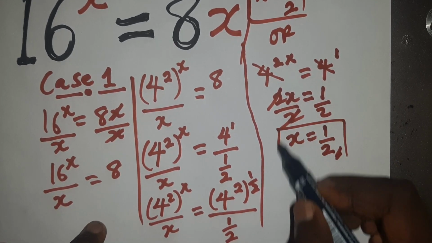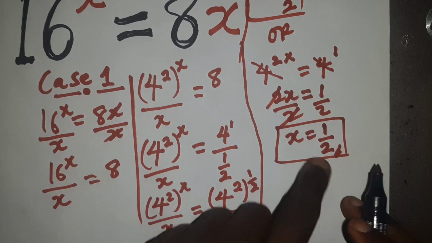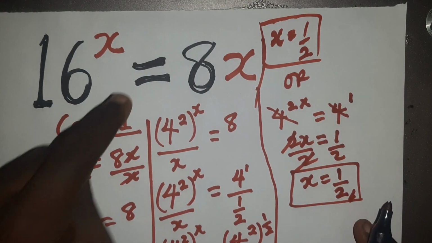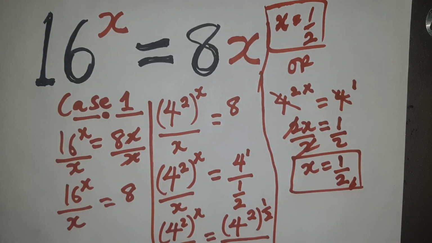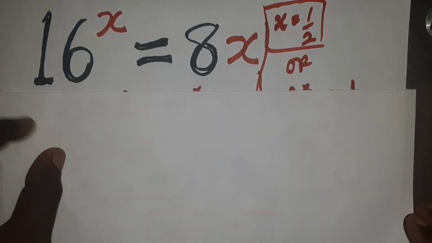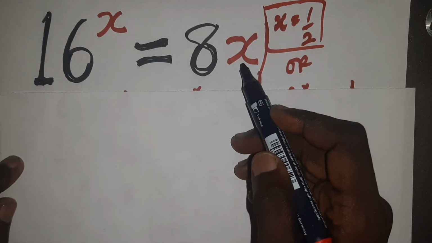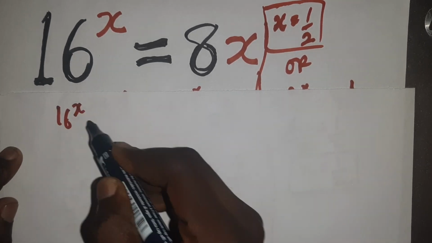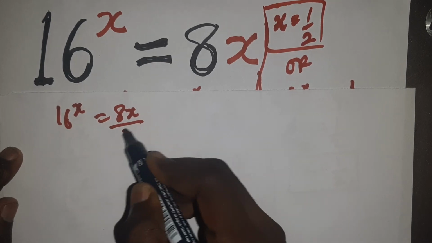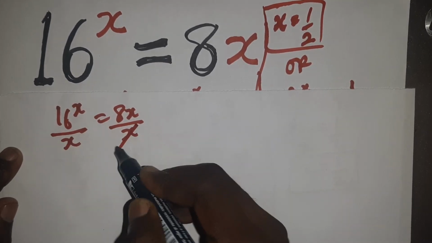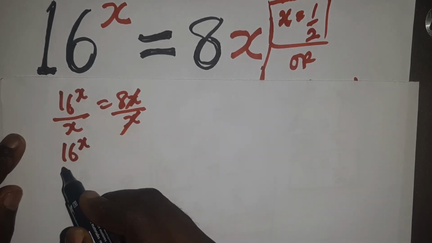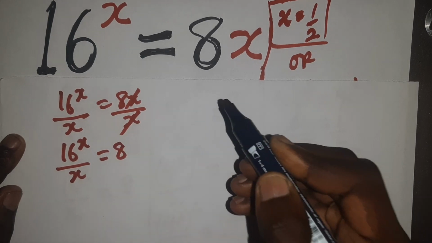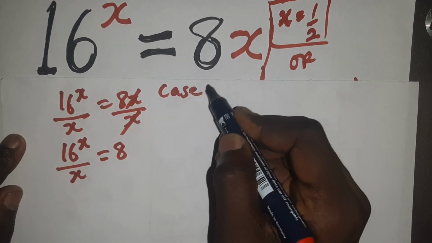So this satisfies the equation. So we now know that 1 over 2 is a solution for this equation. You fix 1 over 2 for x, you are going to make the equation true. This is case 1. Then let us look at case 2. For case 2, we are still going to divide both sides by x. So we have 16 raised to power x equals 8x, and we are dividing here by x and dividing here by x also. So this cancels this, and we are left with 16 raised to power x over x equals 8. Remember, this is case 2.